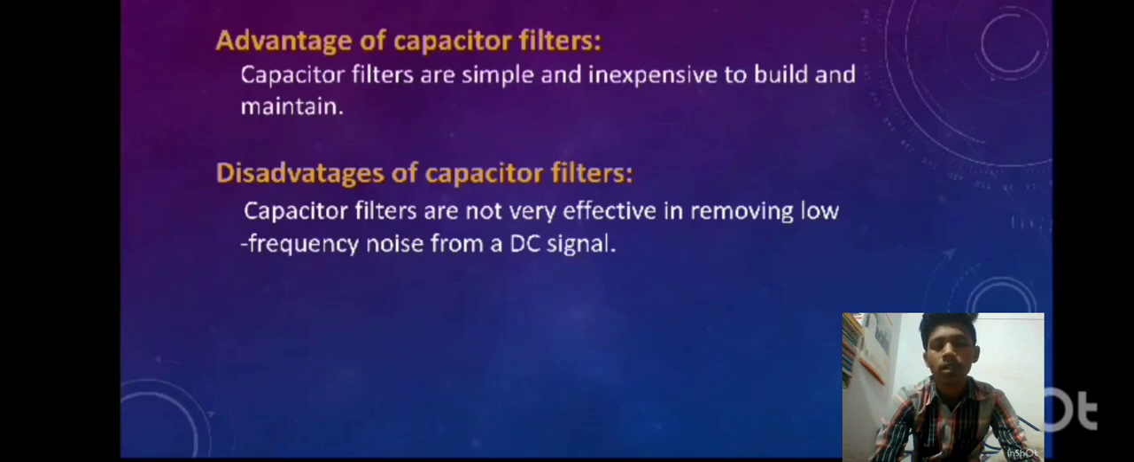Advantages of capacitor filters: capacitor filters are simple and inexpensive to build and maintain, so they are very easy to use. Disadvantage of capacitor filter: capacitor filters are not effective in removing low frequency noise from a DC signal. So when the DC signal frequency is low, it cannot be used.